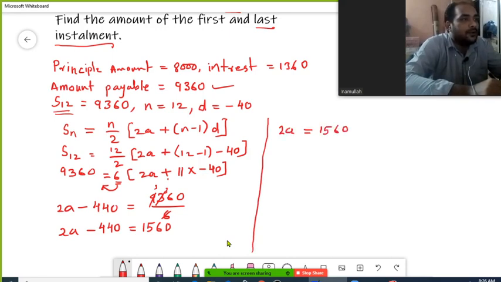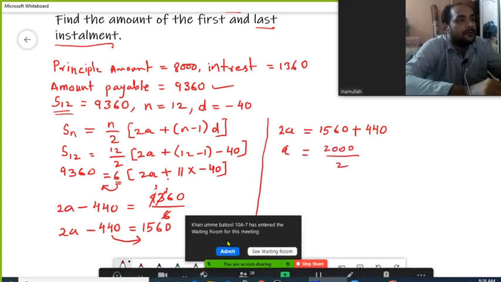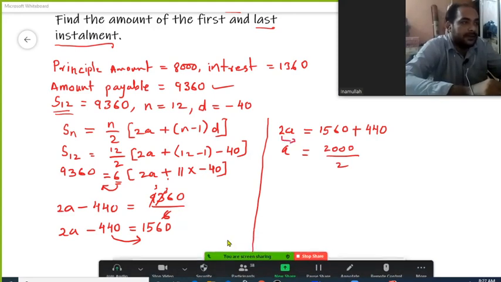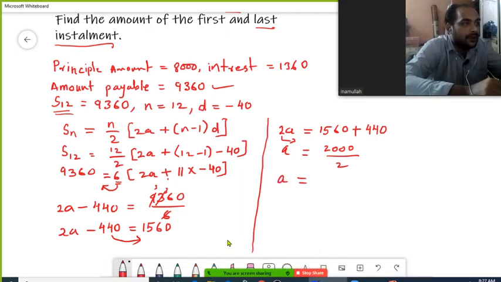and this minus 440 can be sent to the right hand side, will become plus 440, right? So a is equal to 1560 plus 440. It will give me 2000 upon 2. This 2 can be sent to the right hand side. So this way you can have the value of a as 1000, right?